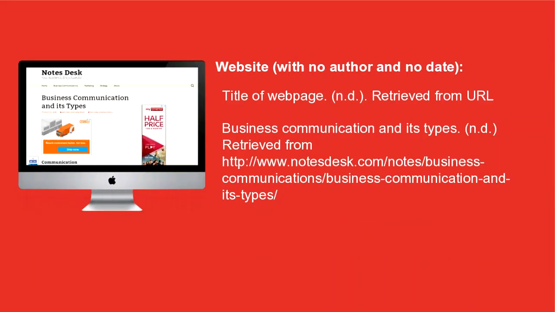With this example, we have a website with no obvious author and no date of publication. If there is no author, the date of publication tends not to be included. And if there is no author, the name of the web page takes the place of the author. Please note that we include the name of the web page and not the name of the website. As we have no date of publication, we make reference to this by including the letters N.D. in brackets, which stands for no date. After this, we include the words retrieved from and the URL or web address of the web page.